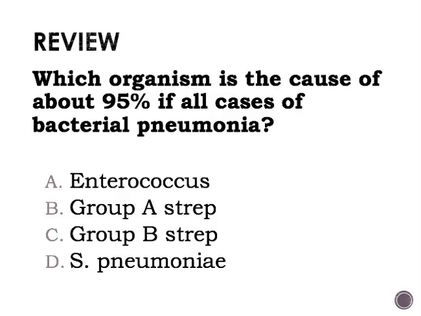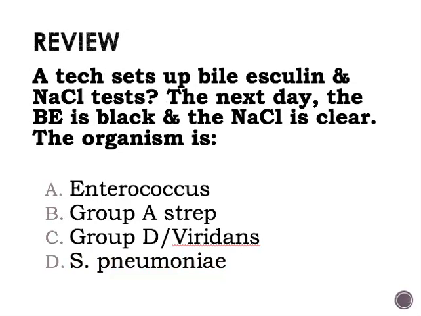Which organism is the cause of about 95% of all cases of bacterial pneumonia? That would be your strep pneumoniae. And then lastly, you've got a tech who sets up a bile esculin and sodium chloride. The next day, the bile esculin is black, which is a positive reaction, and the sodium chloride is clear, which is a negative reaction. The organism is group D or viridans.